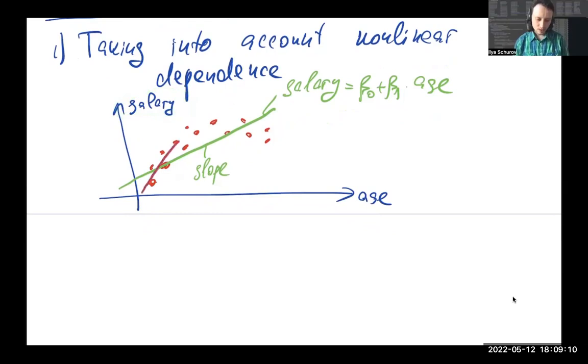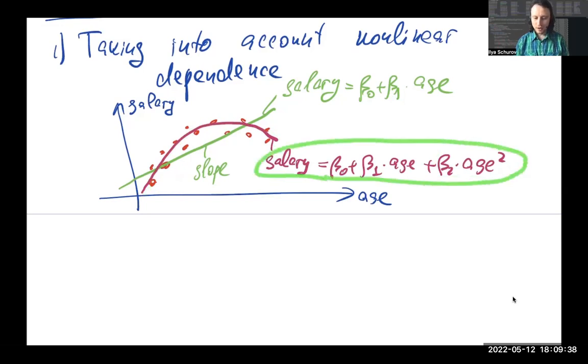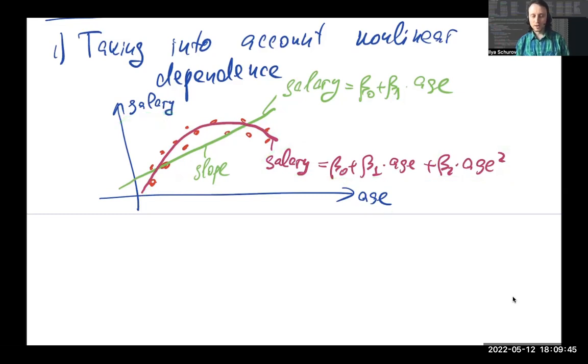And we can do it like this. We can say, let us add this new term, beta 2 times h squared, and then we can fit a parabola to this data. And in fact, this new model denotes some nonlinear relationship between salary and age. But in fact, this can be considered as a special case of our linear model, because we can just put an additional column to our data.